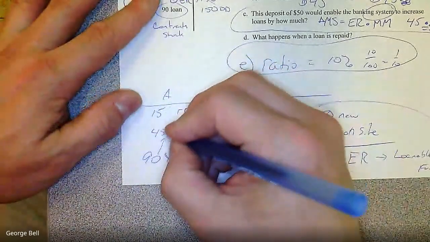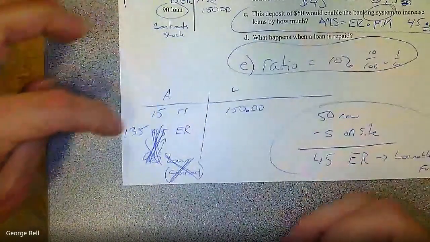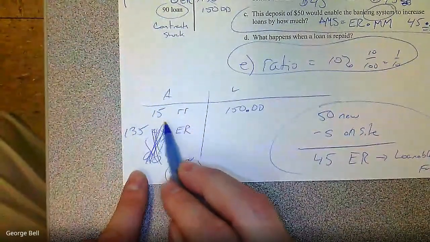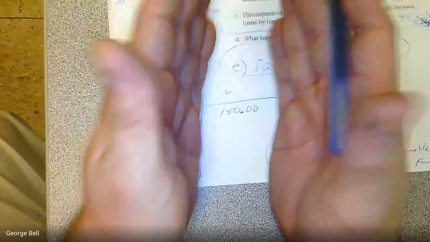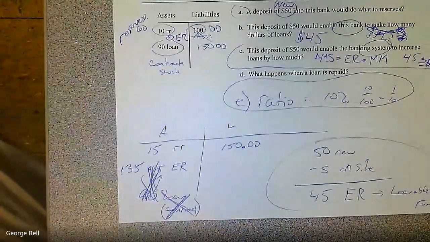And so technically that would mean that we have 135 in excess reserves now. If you do the math on that, 135 plus 15 is 150. 150 does equal 150. So see, we're still balanced. We're still in business. And this is what we call a banking balance sheet.